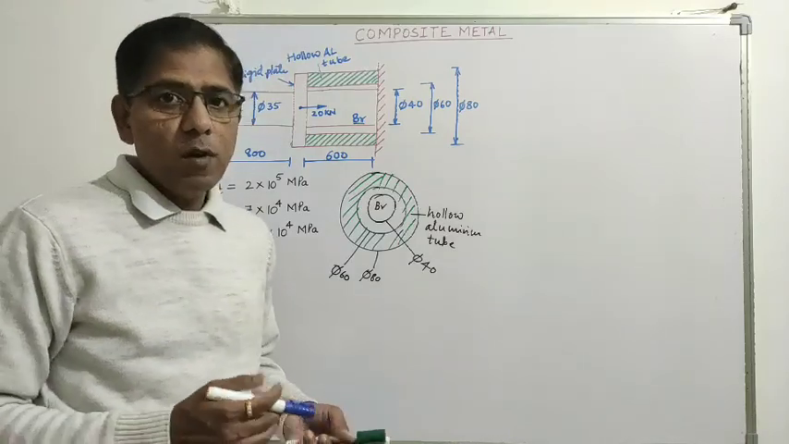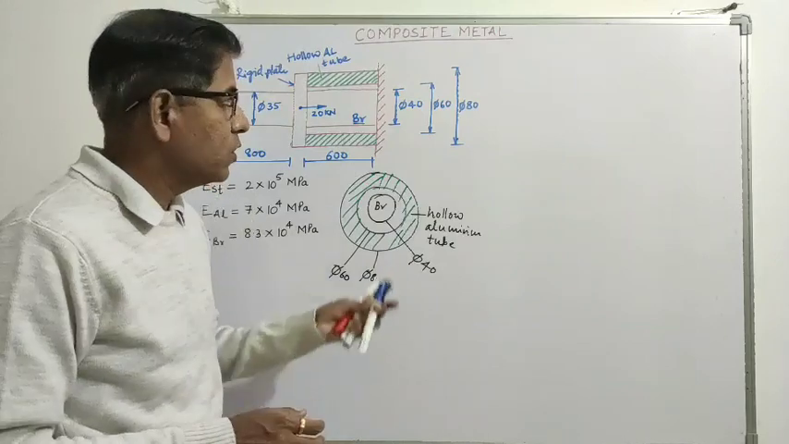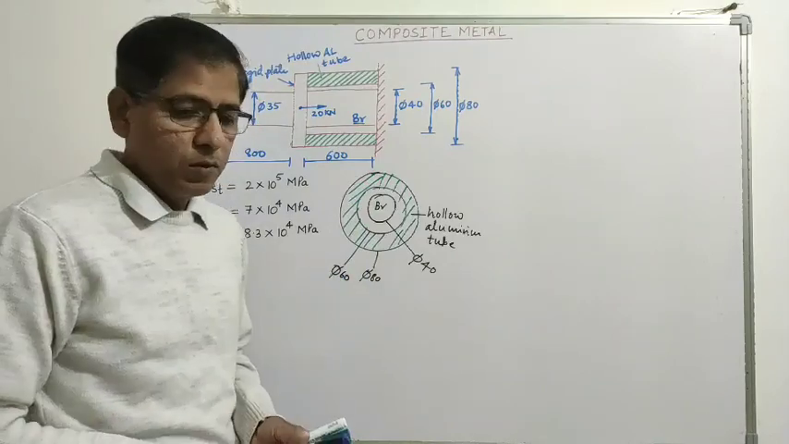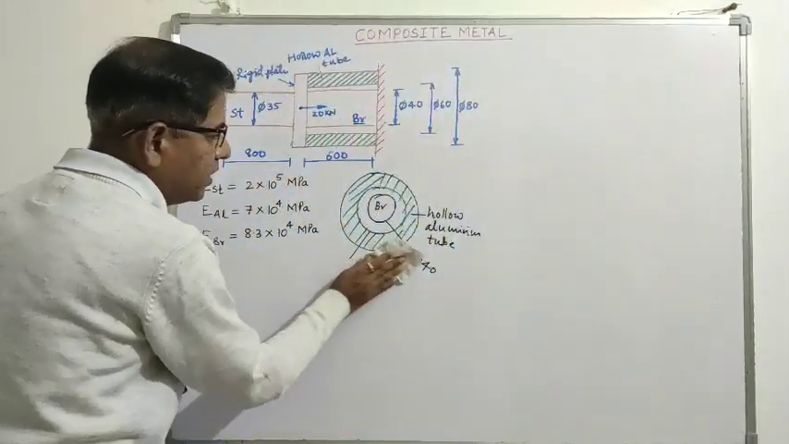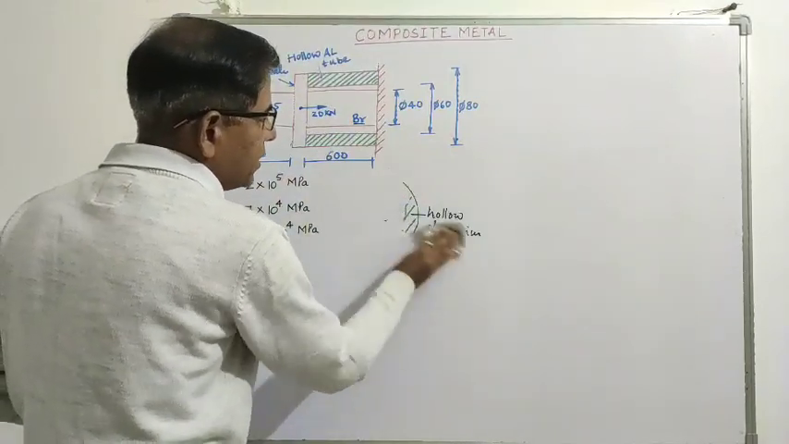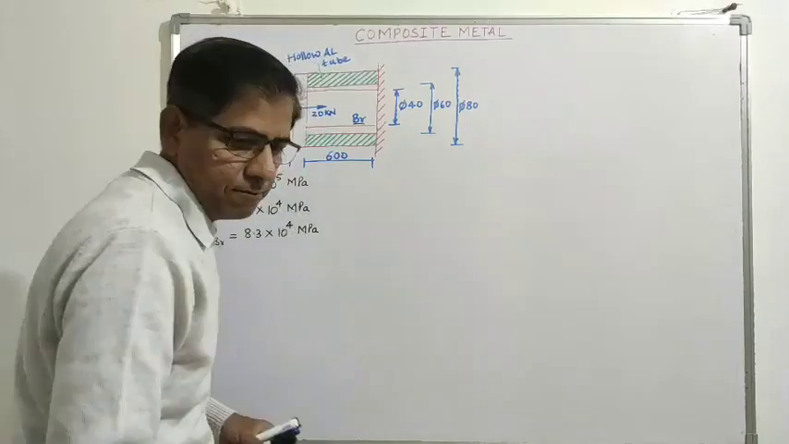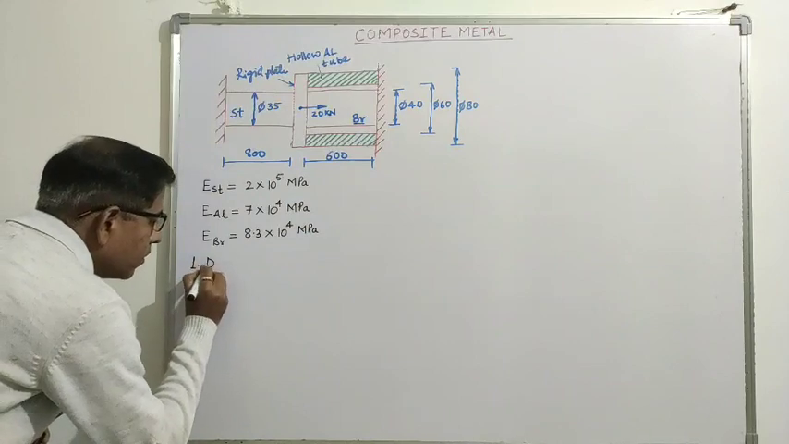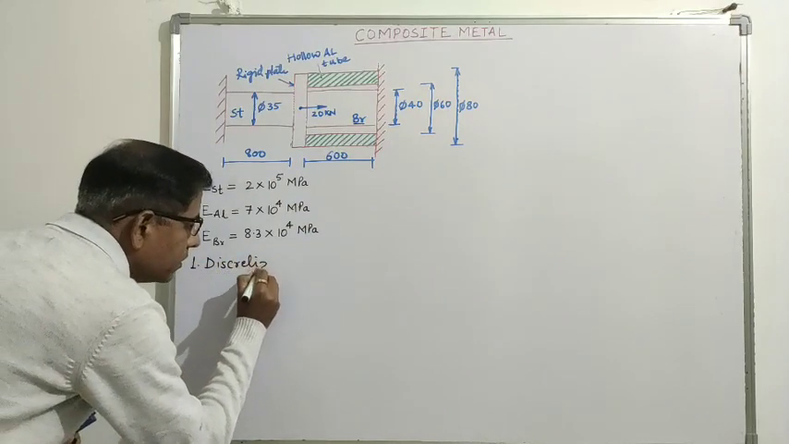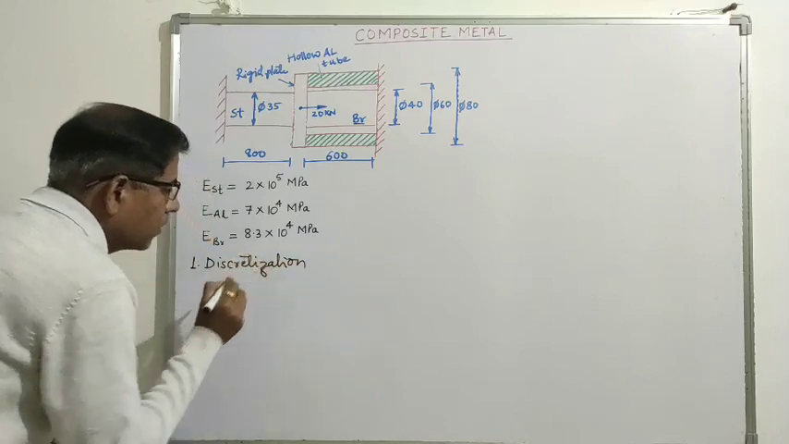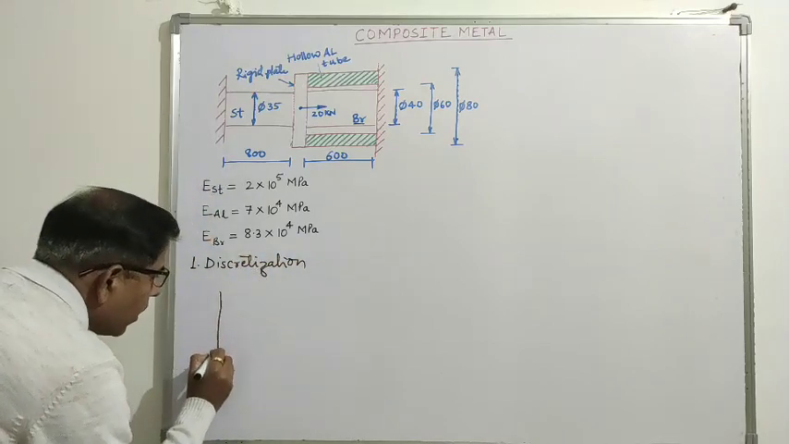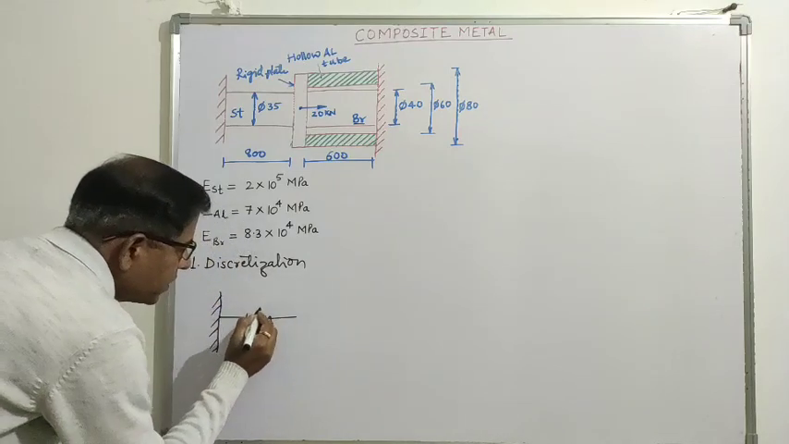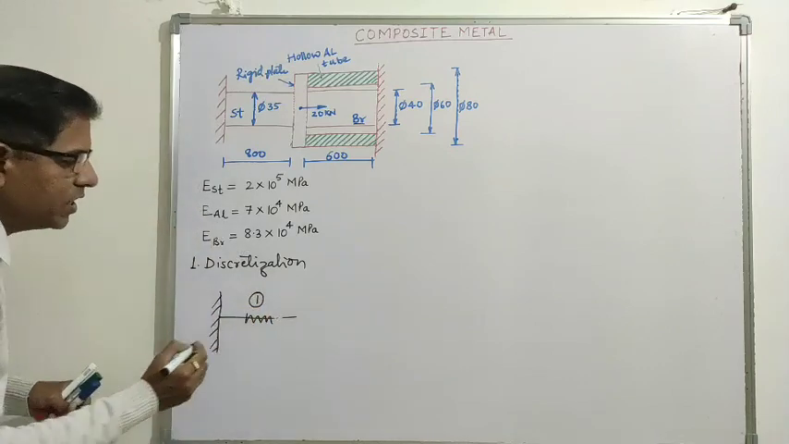Now we have to apply the finite element method steps to find the field variables in this problem. First we discretize it. So the first step is discretization. This is a steel element. So element number 1 is the steel member.